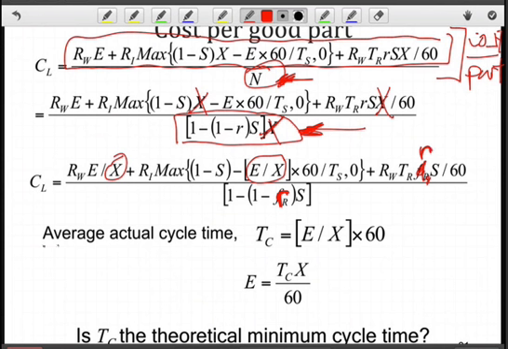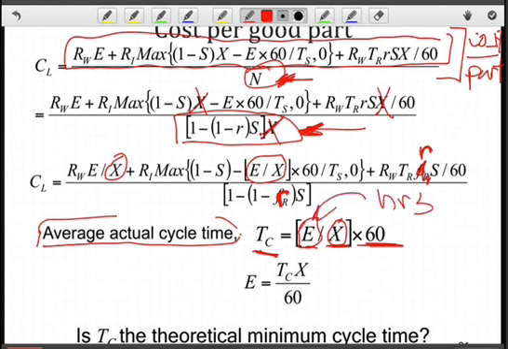Well, if I look at this average actual cycle time, that T sub C, what is it? Well, essentially, it is our time frame. We're looking out over some period of time, and we are putting X parts through our system. So we can estimate this average cycle time by taking the time frame divided by the number of parts, both good and bad, and then of course we're going to normalize because E is in hours, so we'll convert it to minutes. So now I've got cycle time in terms of minutes.